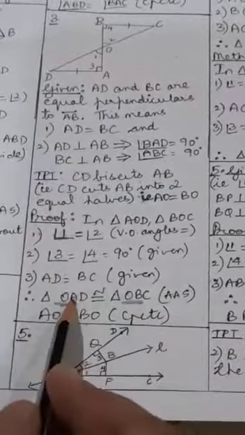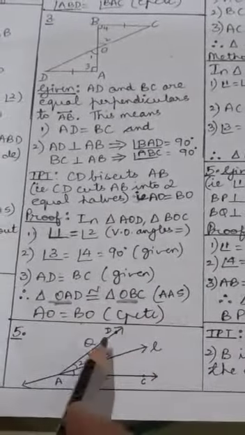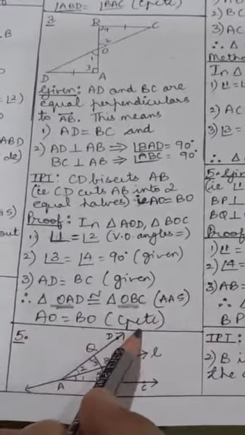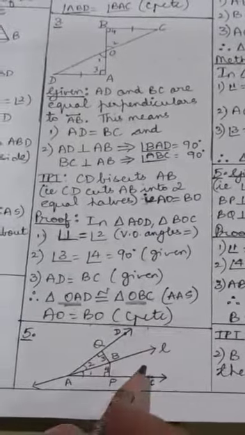What's the reason? Now that the two triangles are congruent, their corresponding sides are equal. So we have AO equal to BO. You can say OA is equal to OB also. CPCTC. You know what this means: the corresponding parts of congruent triangles are congruent.